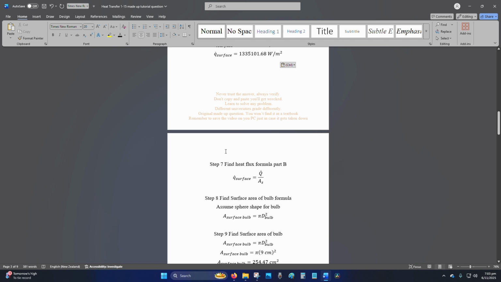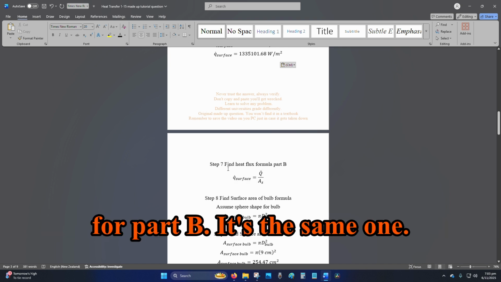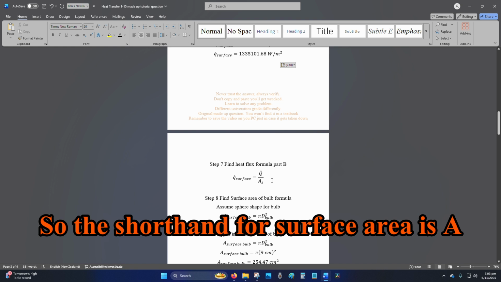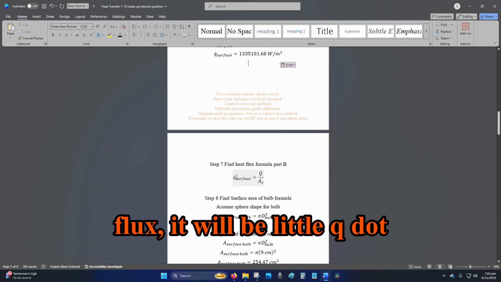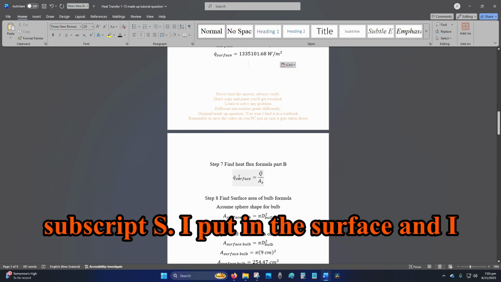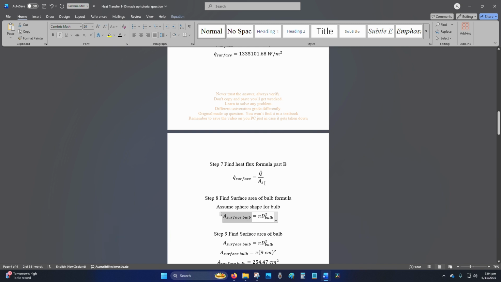Okay. Step 7, find the heat flux formula for part B. It's the same one. So the shorthand for surface area is A subscript S. Same for heat flux, it will be little q dot subscript S. I put in the surface, and I should probably put surface of the bulb.